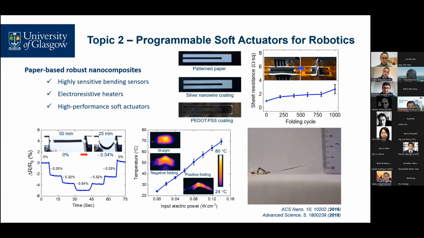And we have shown that we can use these kinds of composite materials for electroresistive heating, for bending sensing, and so on. And also we combine this composite paper with polypropylene film. We have shown that we can create soft actuators with very large and fast response to electrical stimulation.